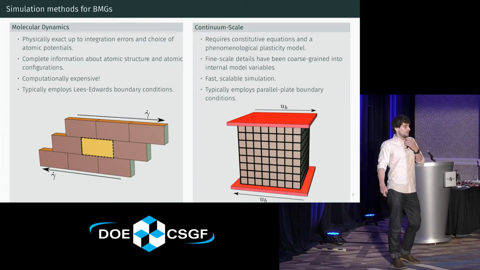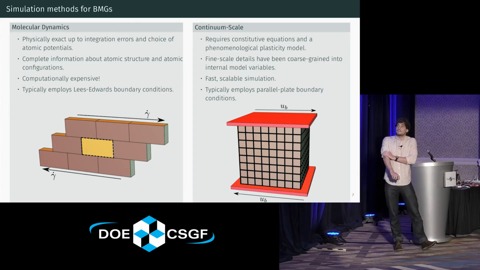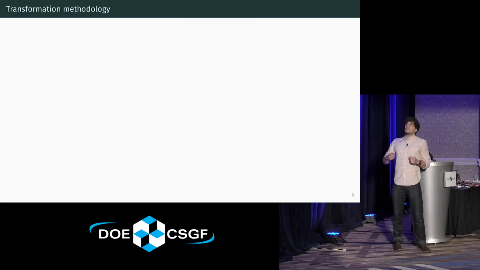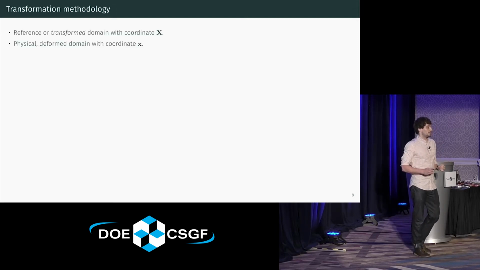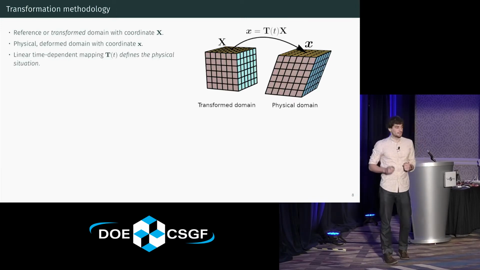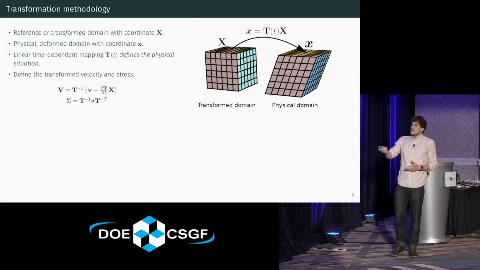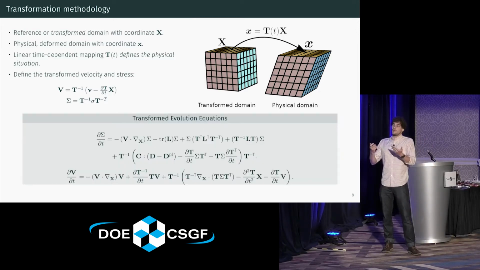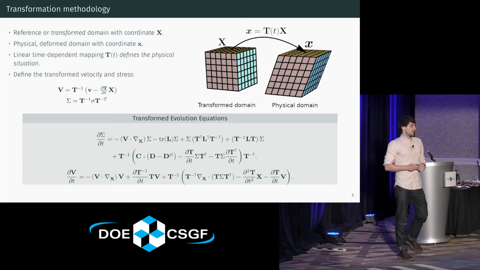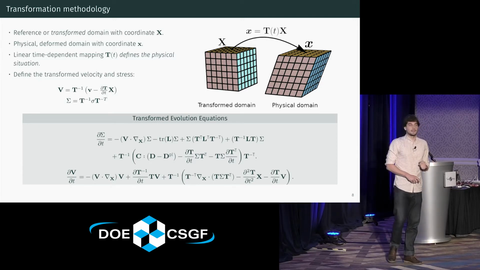So we've developed a method to implement Lees-Edwards conditions at the continuum scale. We define a reference domain, capital X, and a physical deformed domain, lowercase x. And we assume that you can map from the reference domain to the physical domain using a time-dependent linear transformation. If you then define a transformed velocity field in a natural way and define a transformed stress tensor using a little bit of differential geometry, and you use the physical evolution equations, you can define transformed evolution equations for the transformed quantities that are entirely valid in the transformed frame and only depend on the transformation. So then if you impose shear through the transformation and make the system periodic in every direction, you now have Lees-Edwards boundary conditions. And then you can perform this matching between MD and continuum.